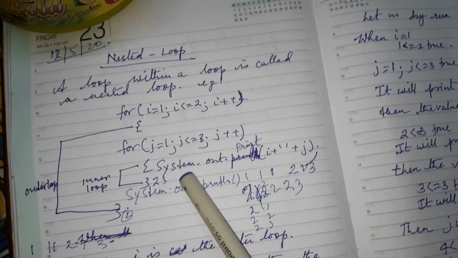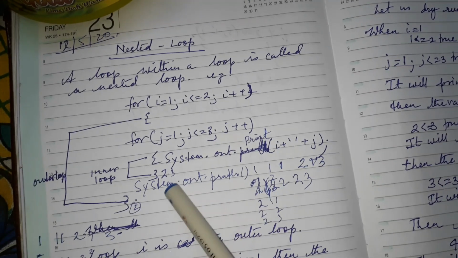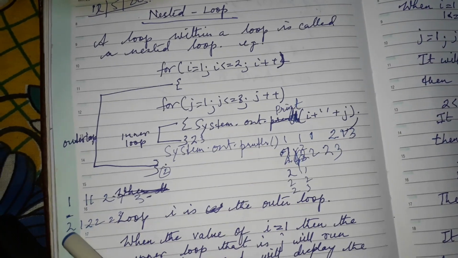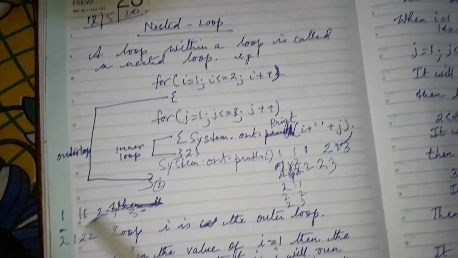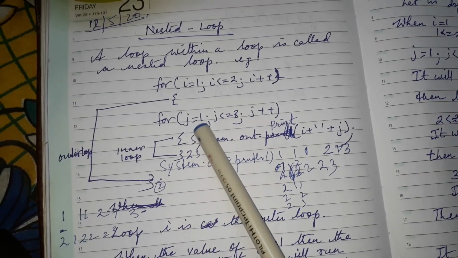Then the value of j is 3, it prints 1 and 3. After that, the value of j becomes 4, it is greater than 3, it comes out of the inner loop. There is a print statement, this brings the cursor down to the next line. Okay, then the value of i is increased to 2, but the value of j becomes 1.